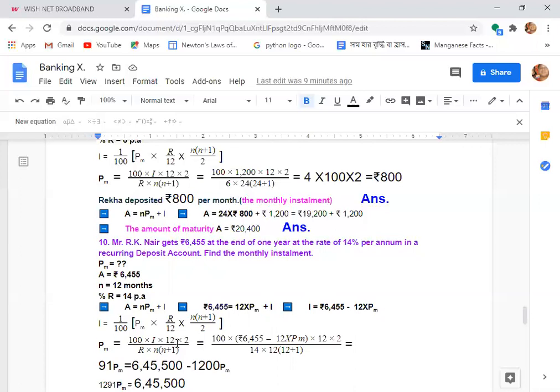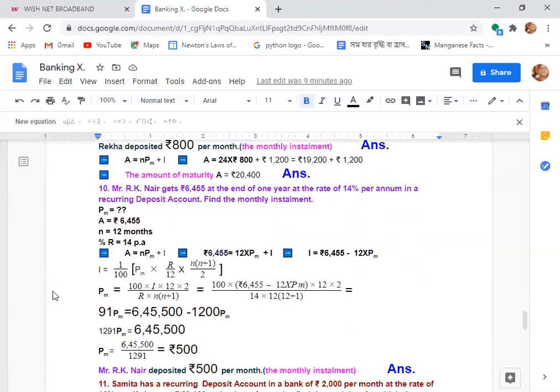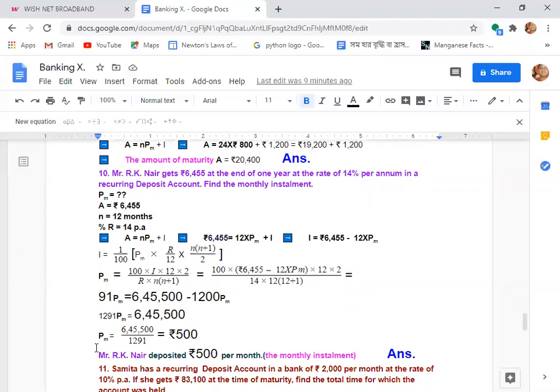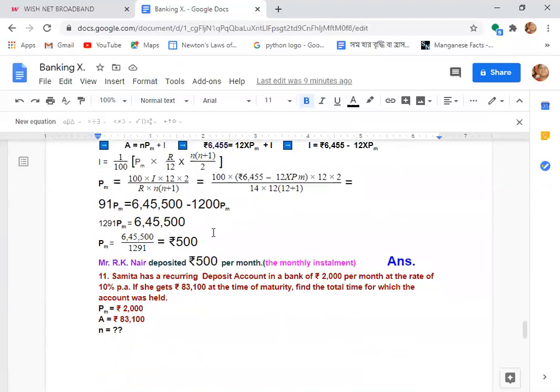Here also PM remains. So on both sides there is one variable, PM or X. So we change the two variable system into one variable so that within one equation we can solve it. If you cross multiply it, cancel it, simplify it, we easily get the value of per month installment as 500. It is a little bit tough sum because cancellation is a tough one. So that's why we got PM equal to rupees 500. So RK Nair deposited rupees 500 per month.